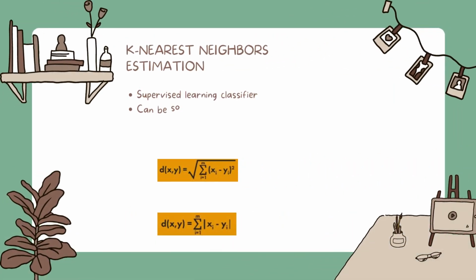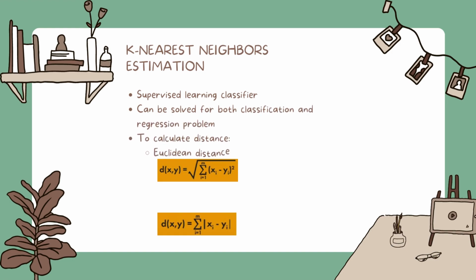You can also call k-nearest neighbor kNN. So basically, kNN is a supervised learning classifier. It can be used for both classification and regression problems. There are two ways to calculate the distance between two points. The first is Euclidean distance, and the second is Manhattan. But the most commonly used is Euclidean distance.